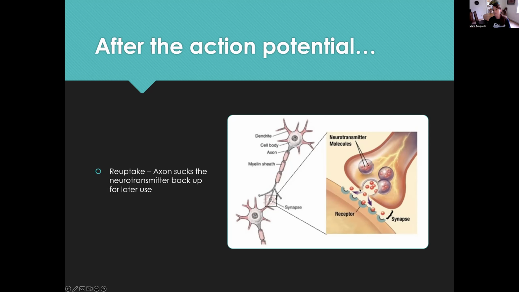But once this neurotransmitter is released and it does its job, then it actually gets sucked up by this sending neuron again. And we call that reuptake. It's kind of like a vacuum cleaner recycling process. It gets sucked back up, and then it gets repackaged into these little bubbles, and then it can work again in the same way. So when the axon sucks up the neurotransmitter for later use, we call that reuptake.